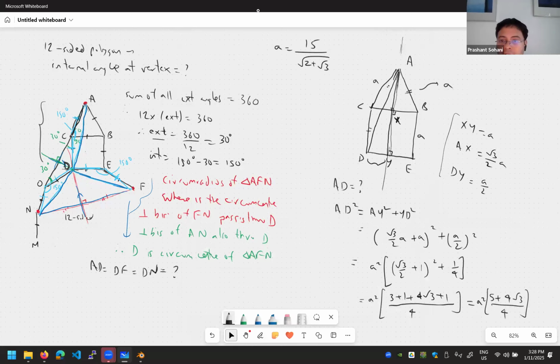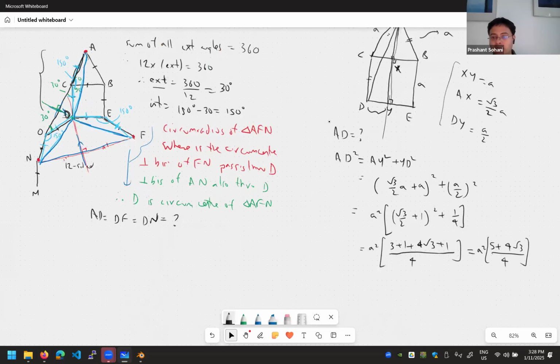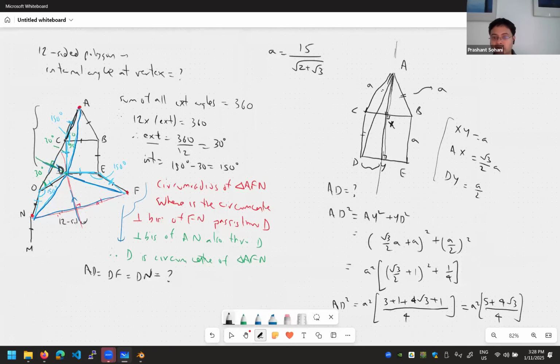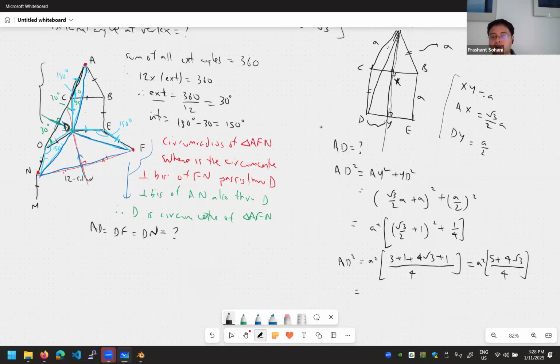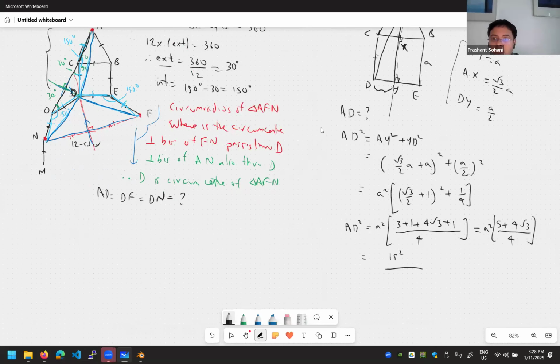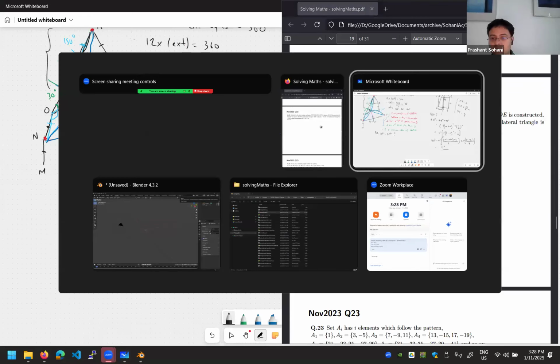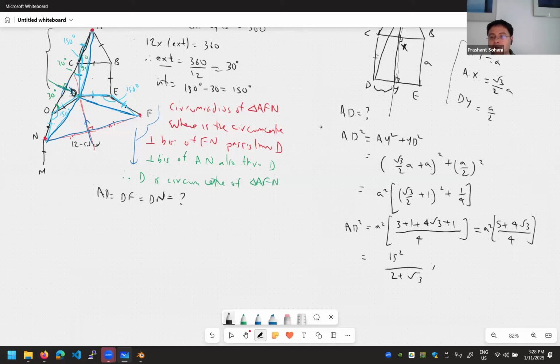Somebody has asked something in chat, maybe. Somebody has raised their hand. I don't know. Anyway, so AD square is this much. And now I'll substitute the value of A. So A is how much? 15 upon this one. So therefore, the square of that: 15 square upon 2 plus root 3, into this.